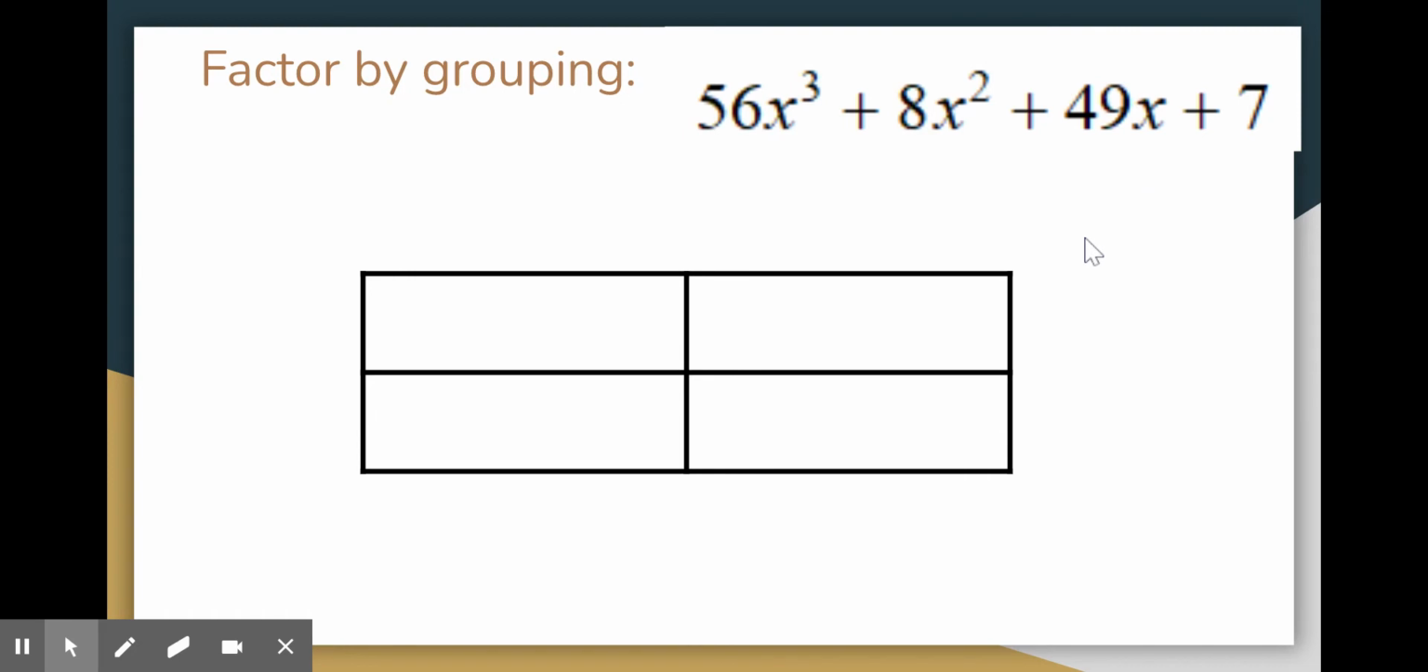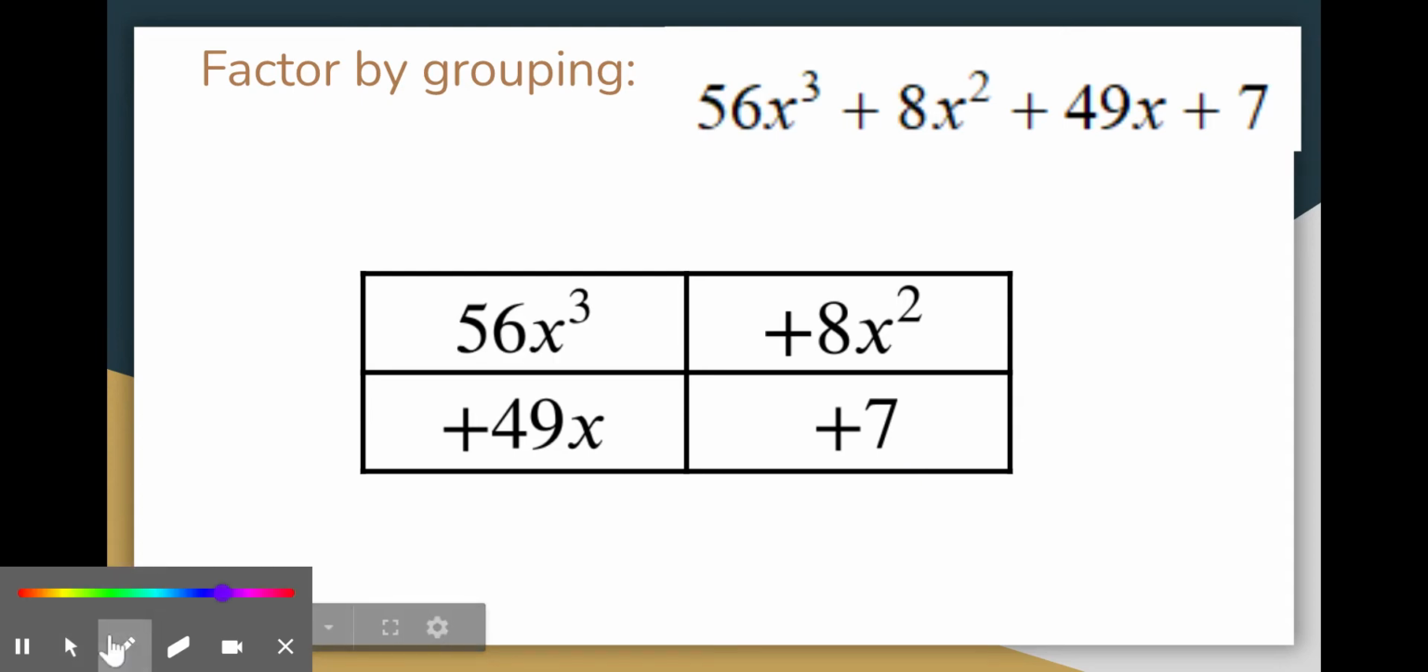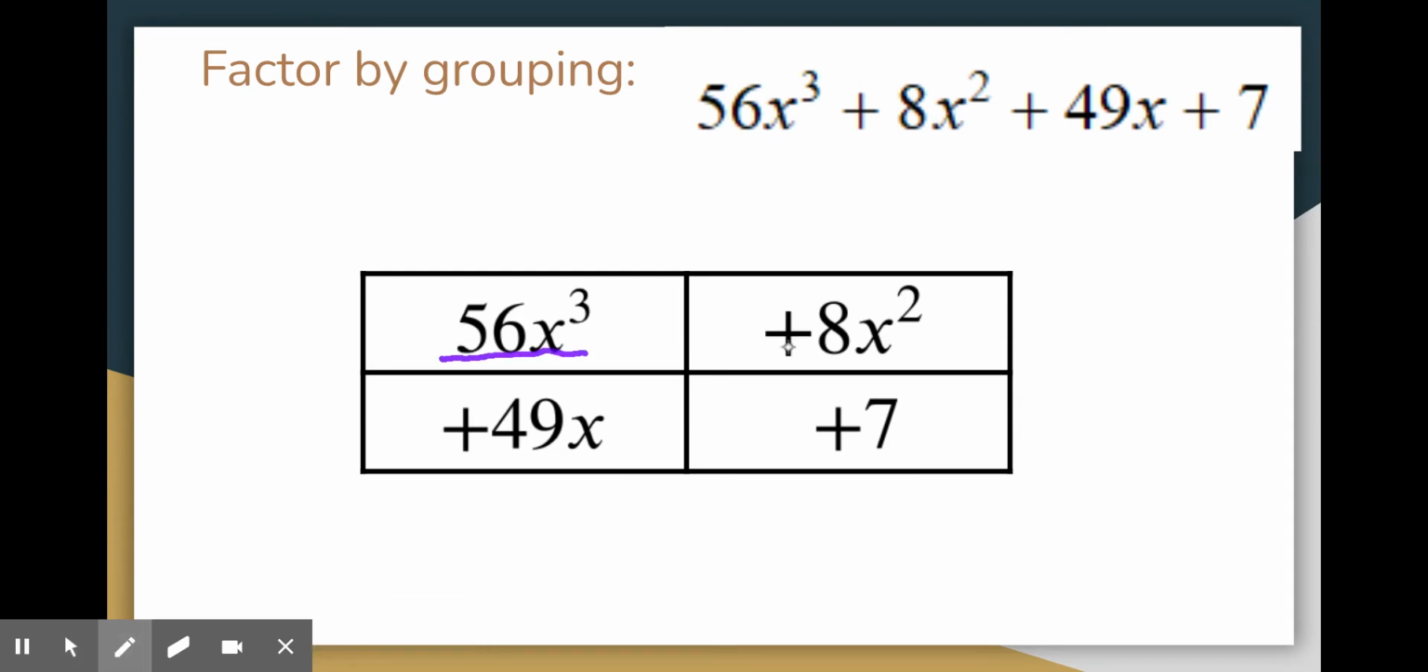So what the instructions were saying is if you're going to take these four terms and write them inside the box, it's going to go in order. So our first term goes into the first corner box and then plus 8x squared plus 49x plus 7. Then you're going to look at this first row here and find the greatest common factor.